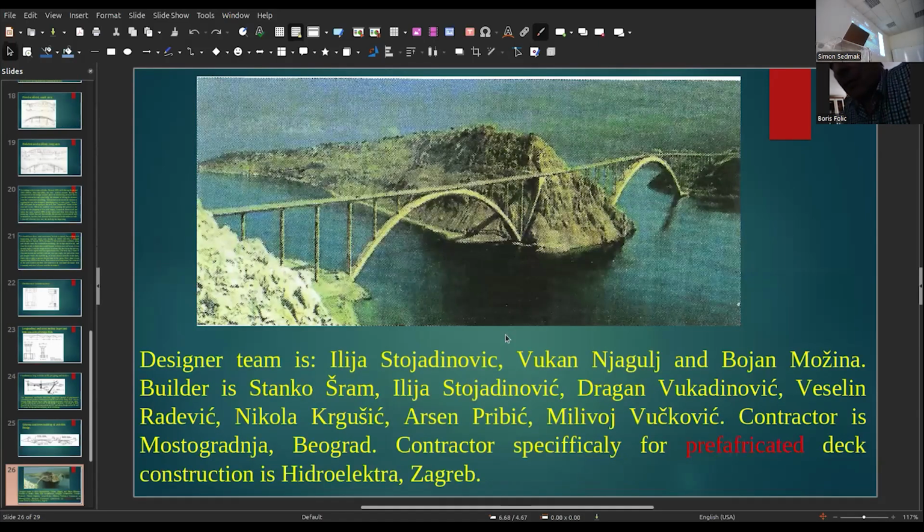The designer team for Krk Bridge is Ilija Stojadinović, Vukan Njagulj and Bojan Možina. Builders are Stanko Šam, Ilija Stojadinović, Dragan Vukadinović, Veselin Radević, Nikola Krgušić, Arsen Pribić, who later worked in Novi Sad, Mostogradnja, and Ilija Vučković, contracted from Mostogradnja, Belgrade. Contract specified for prefabricated deck construction from Hidroelektra Zagreb.